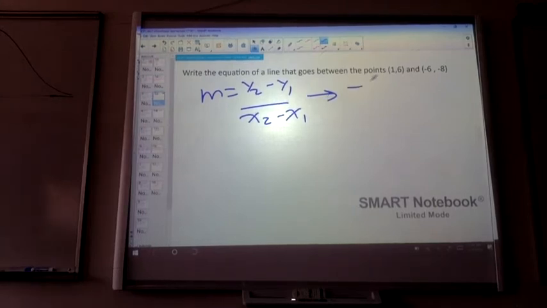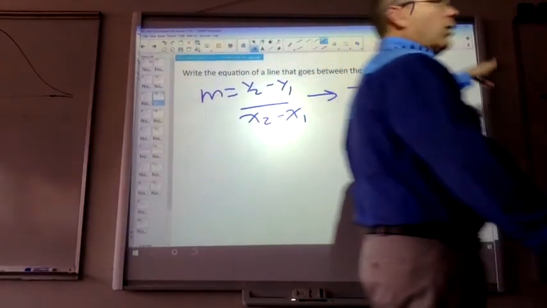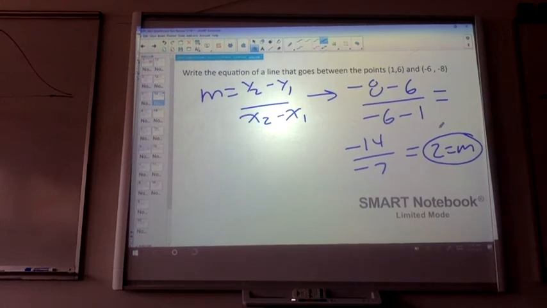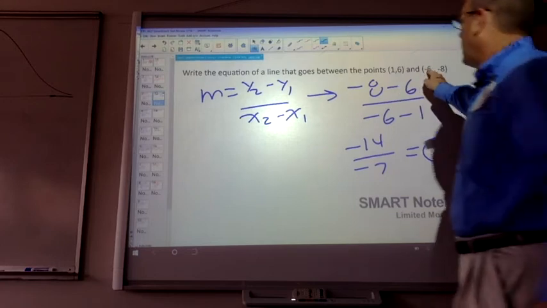All right, so I have -8 minus 6, -6 minus -1. That gives me -14 over -7, which is 2. So my slope is this. Do either of these points resemble the y-intercept? Are either of those points the y-intercept? No. (1, 6) is not the y-intercept. (-6, -8) is not the y-intercept. Well, 6 could be the y. No, because this would have to be 0. Good. Or that would have to be 0.